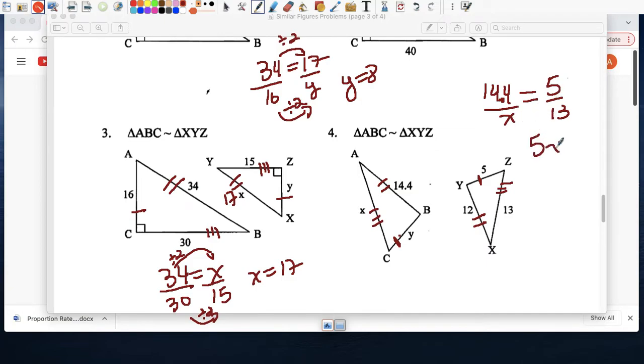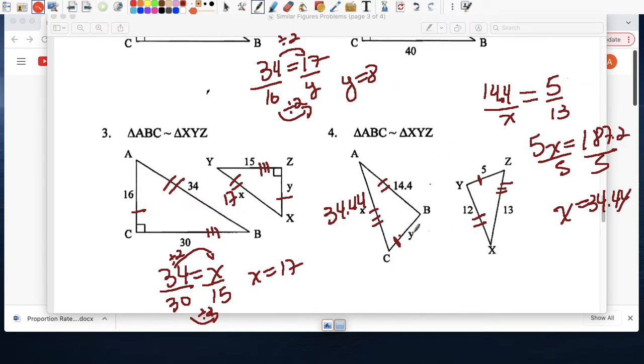5 times x is 5x. 14.4 times 13 equals 187.2. We're going to divide both sides by 5. And x equals 34.44. So we can go back here and write 34.44 for x.